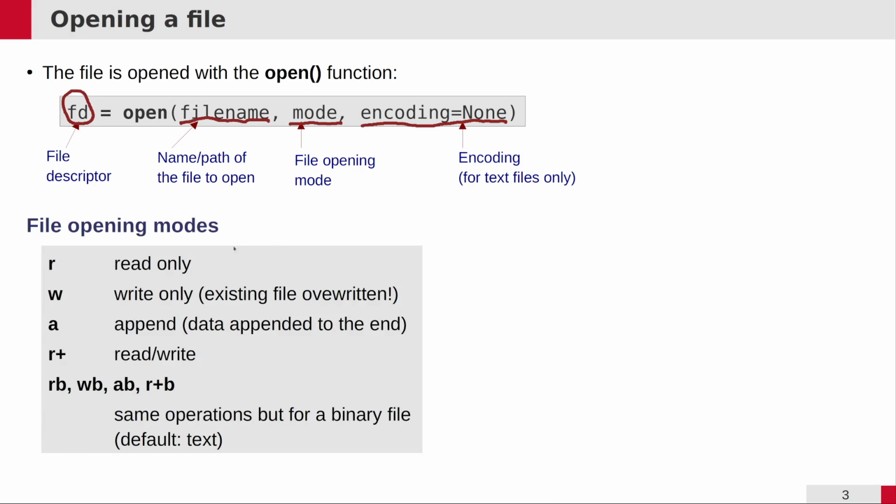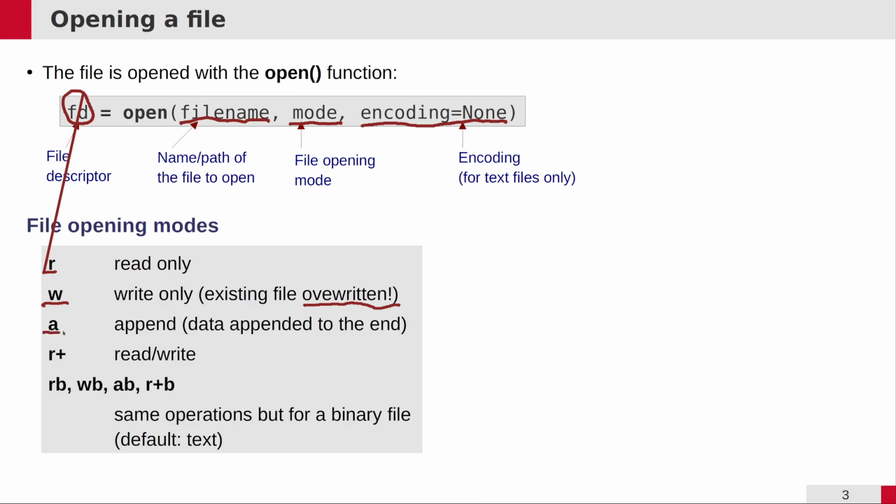So how can we open files? We can open files in read-only mode, which means we are only reading the content of the file. We can open the file in write-only mode, which means we are only writing into the file. You have to be very careful, because if the file already exists, it will be overwritten. So be careful if you are opening a file for writing. If the file already existed before, it will be overwritten.